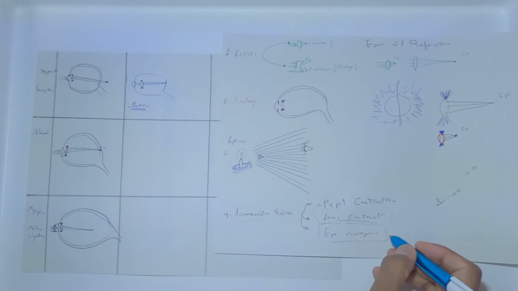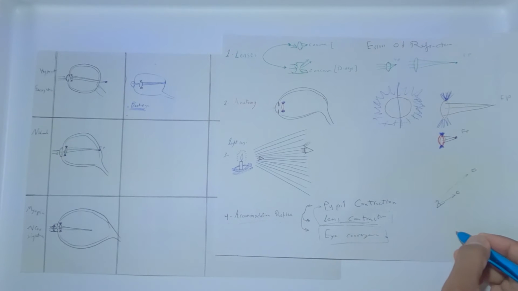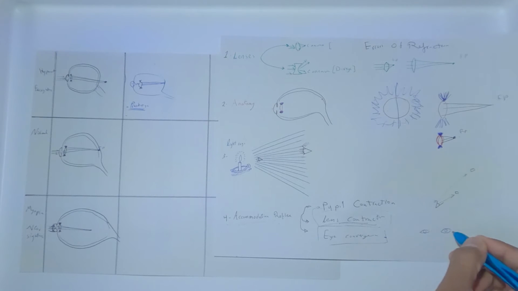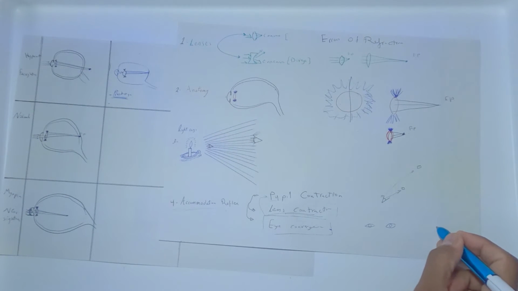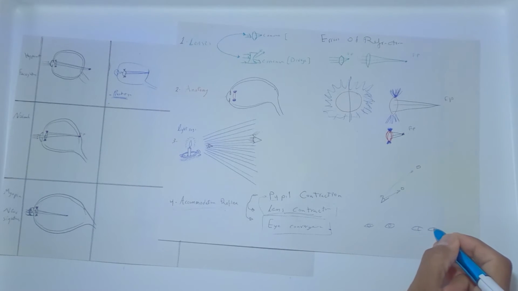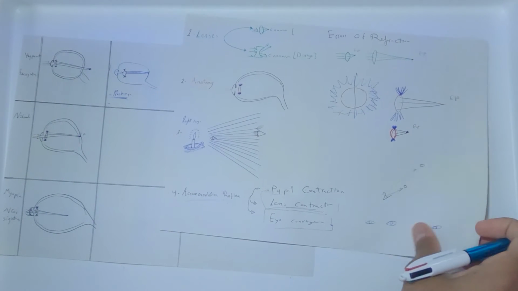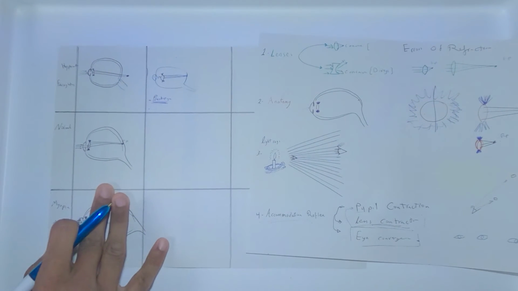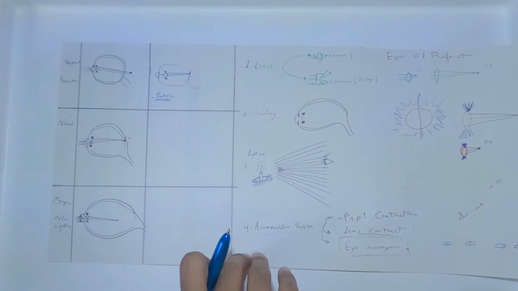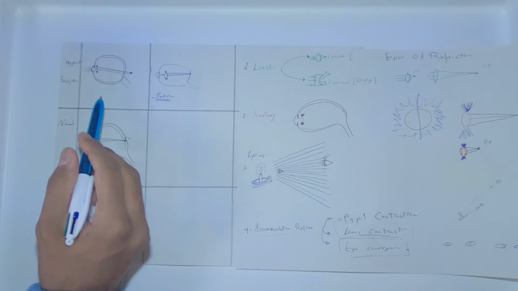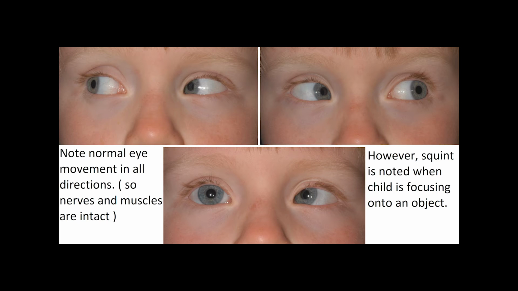Remember the other factors? One of them was eye convergence. Eye convergence means that instead of the eye looking straight ahead, they would look closer or look in the middle like that. That's basically squinting. The child or the mom will come to you complaining of squinting, that the baby or the child is squinting. And then as soon as you fix the error of refraction, which is hypermetropia, the squinting goes away.